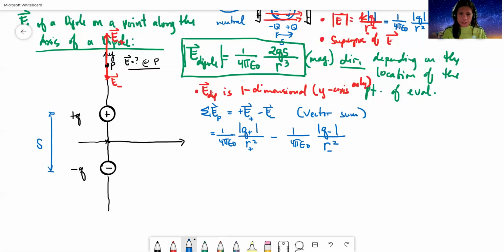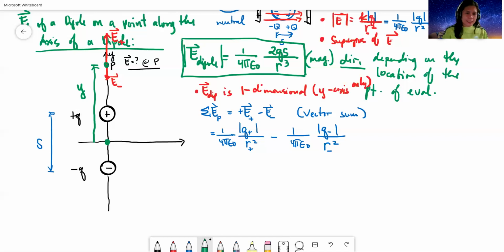So do not be confused. The R in the definition of electric field is the distance between the source charge and the point of evaluation, where you are solving for the electric field. Do not forget that, so you won't be confused. Now, let's define the values of R positive and R negative, bearing in mind their description. Before I forget, point P here, from the origin, is at a y distance away from the origin. So from here to point P, it's y.